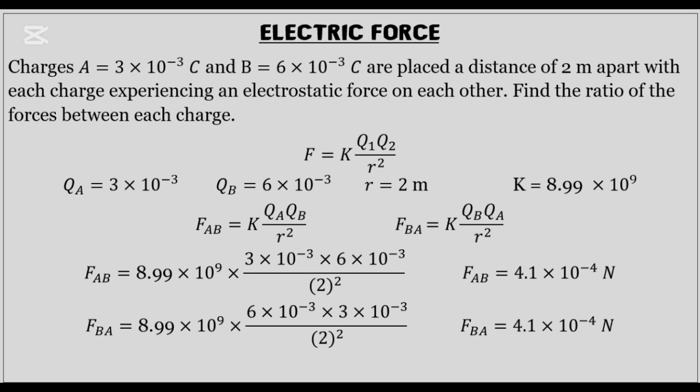So from Newton's law, we know that the forces are the same. So the ratio of FAB to FBA is 1:1. So we know that the forces are the same. So if we divide FAB over FBA, we will get 1, since they are the same charges that we are computing for, the forces exerted between them.